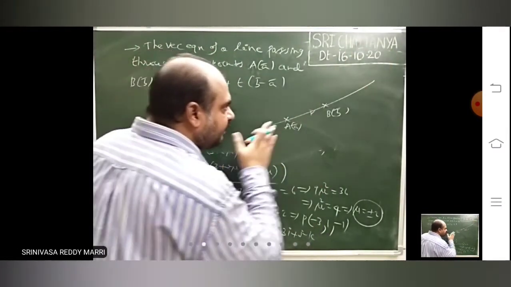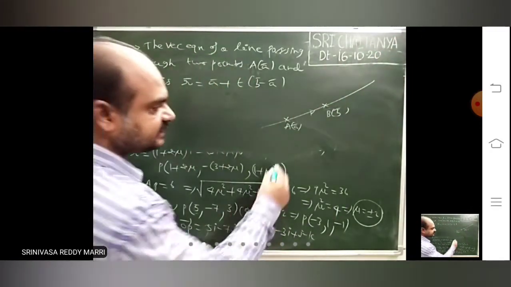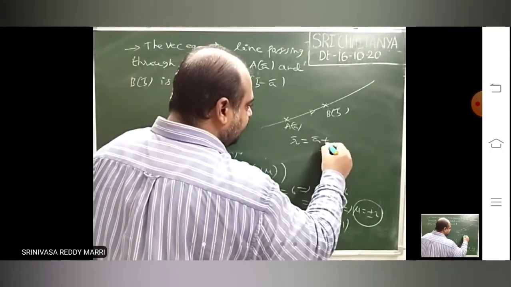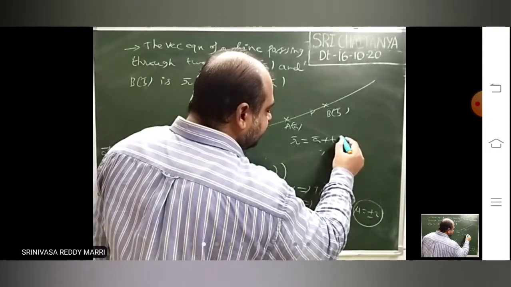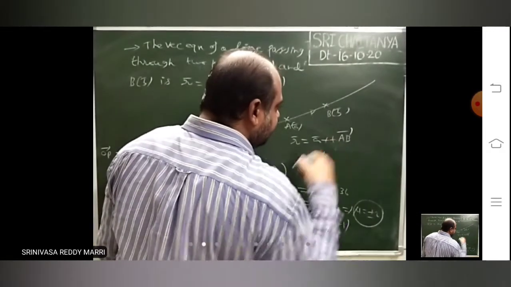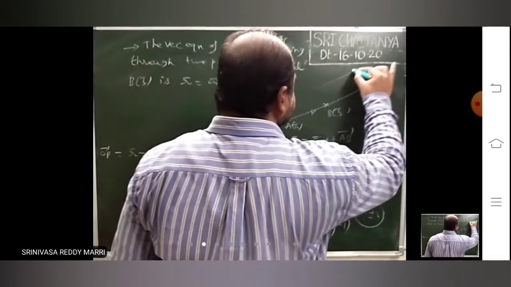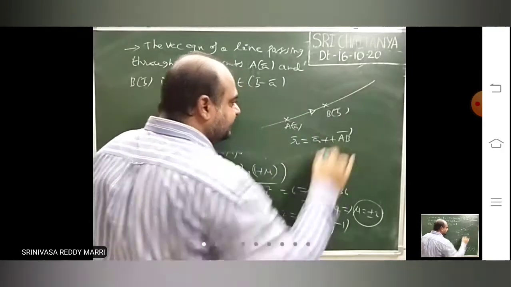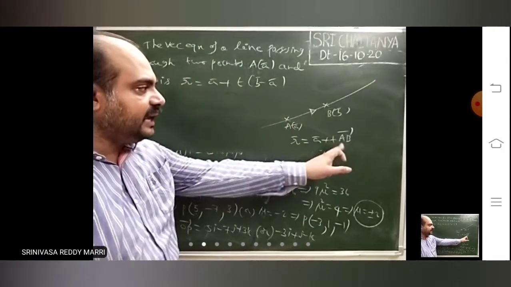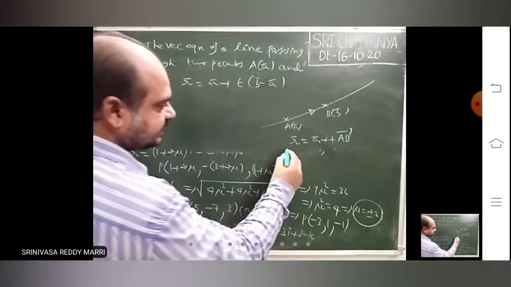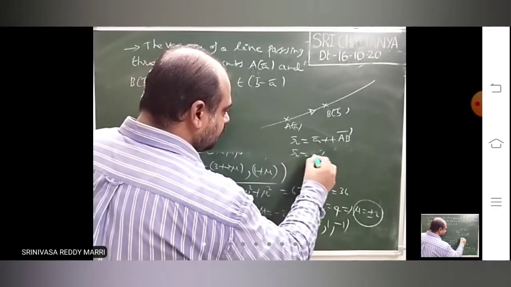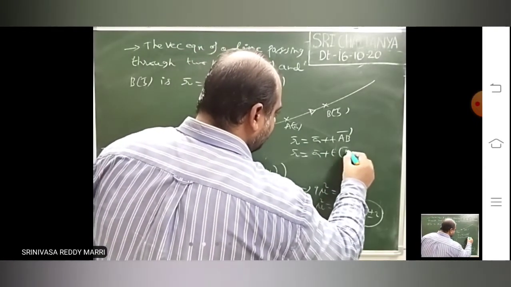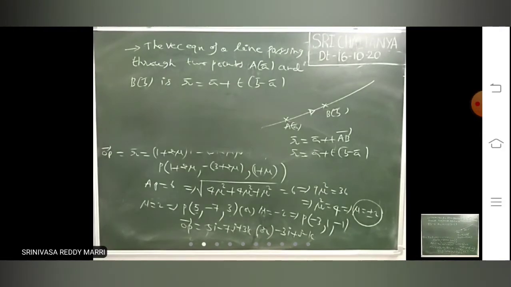If you take AB bar as direction, that means R bar equals a single point you take, plus T into, in the previous equation, the vector is nothing but AB bar now. This shows the direction of the line. So T into AB bar, that is R bar equals A bar plus T into OB bar minus OA bar. That is nothing but this.